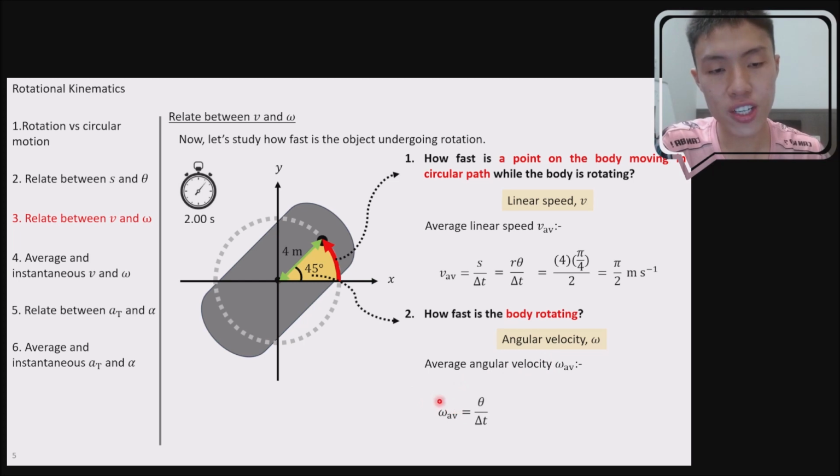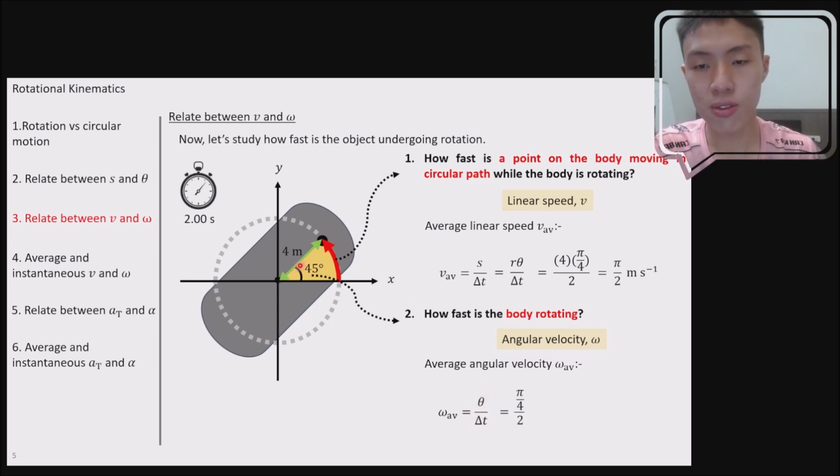So for average angular velocity, it will be the angular displacement divided by the time taken. How much angle have you swept through? How much time does it take for you to sweep through the angle? So the angle again is 45 degrees. The 45 degrees changed into radian will be pi over 4. The time taken is 2 seconds. So if you calculate it, it will be pi over 8 radian per second. It means that every second, you sweep through an angle of pi over 8 radian.